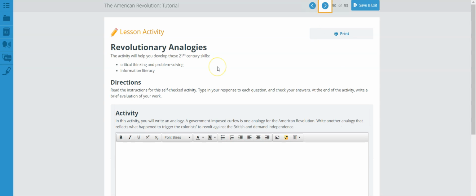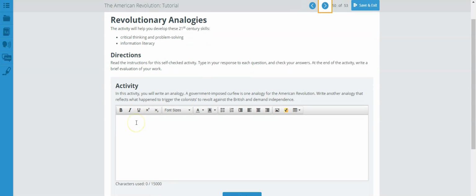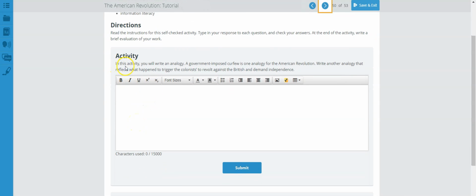Let's move on. We are now on page 50 of the American Revolution tutorial, lesson activity, and we're looking at revolutionary analogies. And let's read the activity part here, that way you know what to do. In this activity, you will write an analogy. A government-imposed curfew is one analogy for the American Revolution. Write another analogy that reflects what happened to trigger the colonists to revolt against the British and demand independence. So, it's basically an analogy that reflects your knowledge of what happened, and just provide us with a good analogy here, and you should be able to get a good grade if you do that.